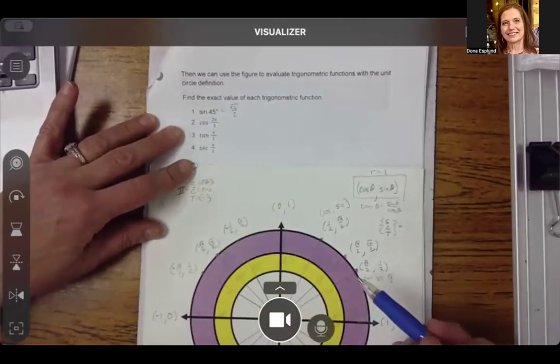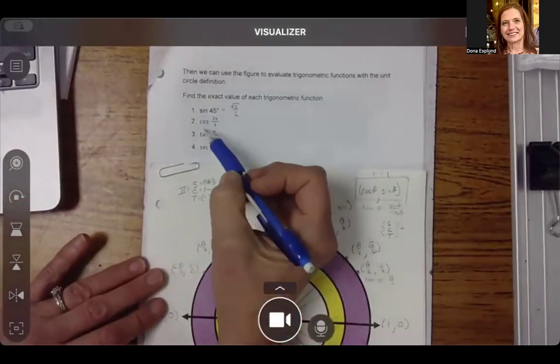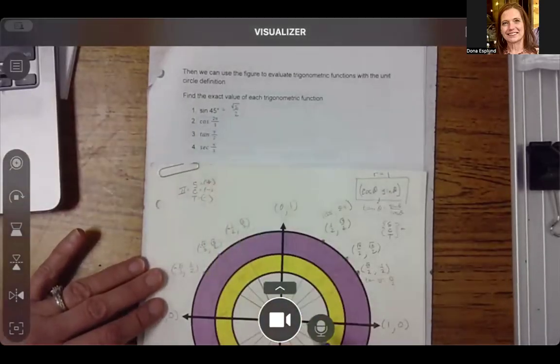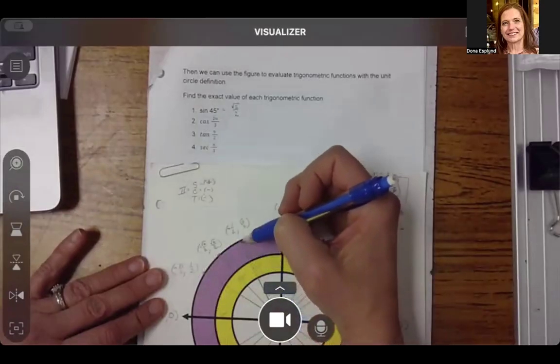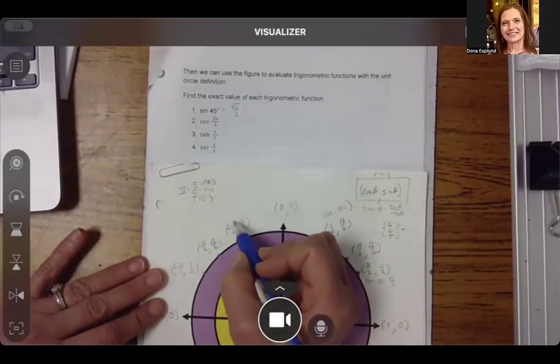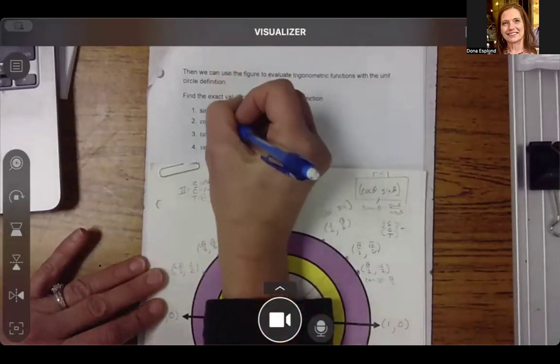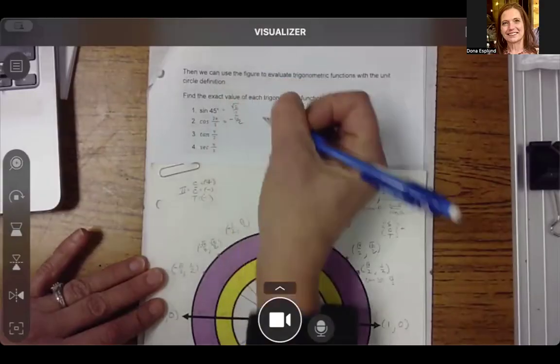We need to remember too that other quadrants are going to give us different values in terms of positive or negative. So let's go ahead and do the cosine of 2 pi over 3. If you haven't memorized it, remember 2 pi over 3 is the same as 120 degrees. At 120 degrees, we have the point negative 1/2 comma square root of 3 over 2. Since we're looking for the cosine, I know it's the very first one. So the cosine of 2 pi over 3 would be negative 1/2.